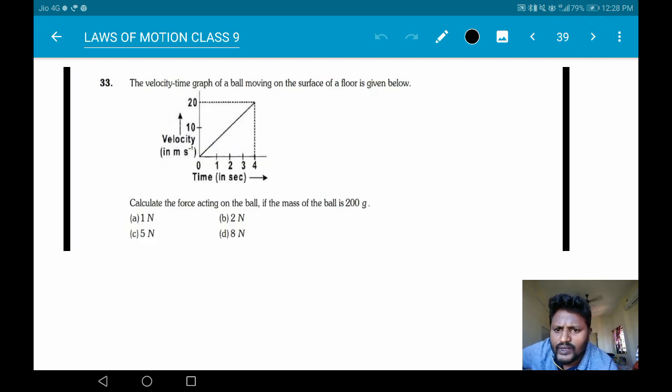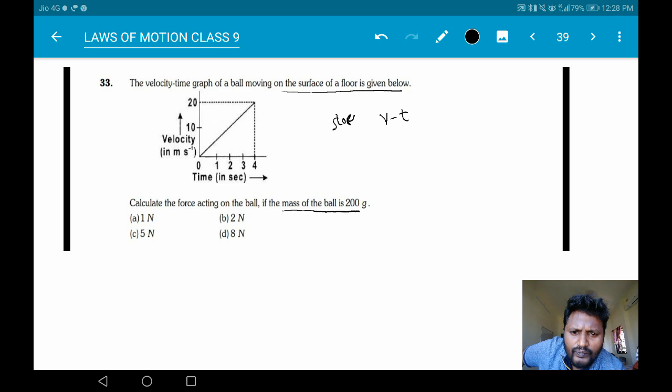The next one, the velocity time graph of a ball moving on the surface of a floor is given. Then calculate the force acting on the ball if the mass of the ball is 200 gram. I told you already, it is an indirect question, which gives the relation between equations of motion and laws of motion. So by using the slope of the v-t graph, we can get acceleration. Acceleration, I told you that already: change in velocity by time interval t2 minus t1. So from this, we will calculate its acceleration between these 2 points.